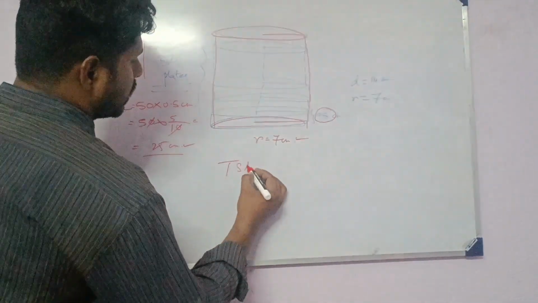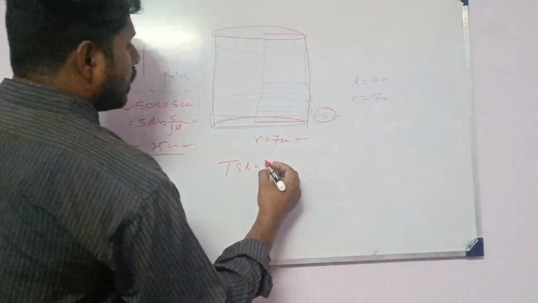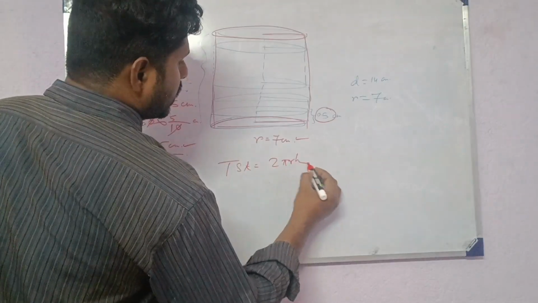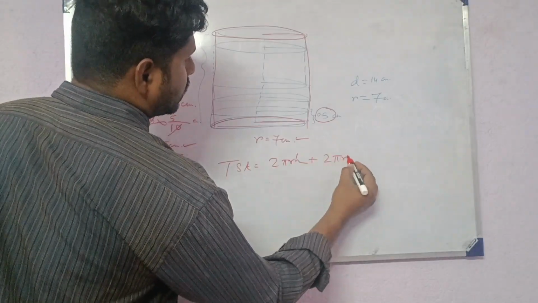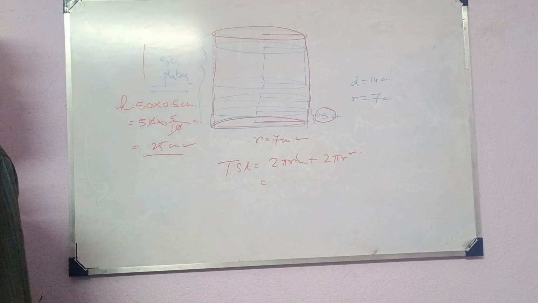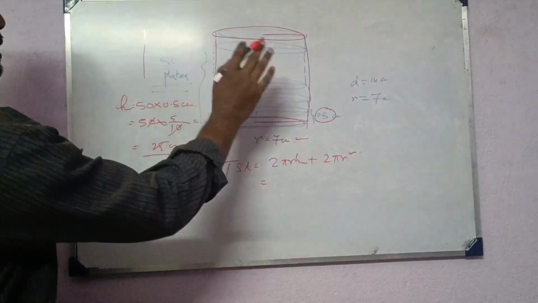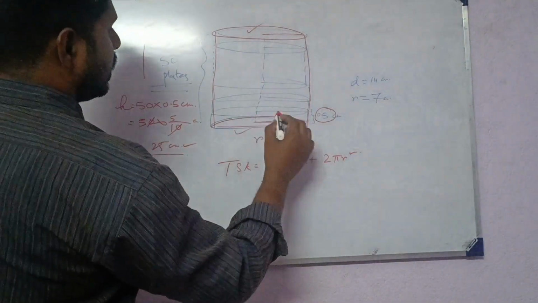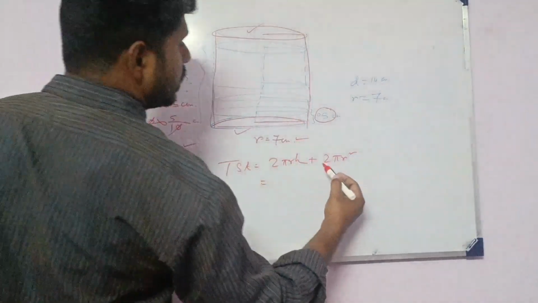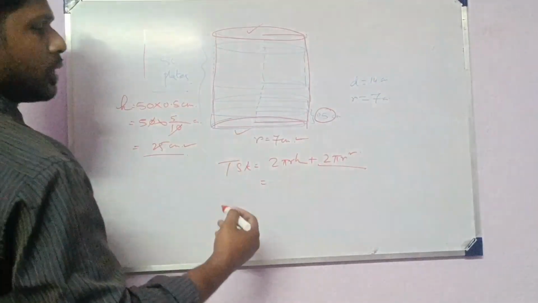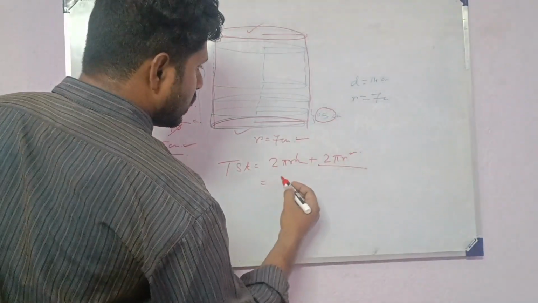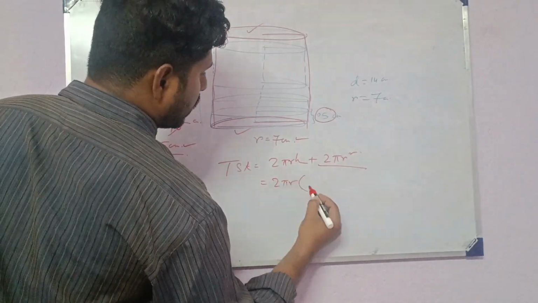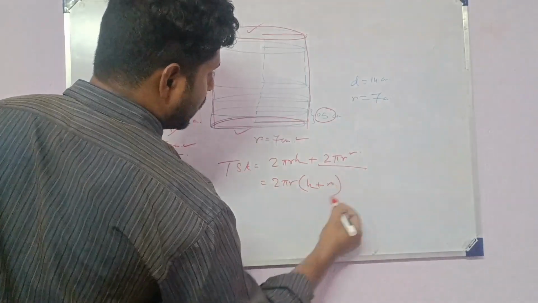So the formula of total surface area is 2 pi rh plus 2 pi r square. 2 pi rh is the lateral surface area, and on top pi r square, at the bottom pi r square, total is 2 pi r square. Adding these two we will get the total surface area. So we are taking 2 pi r common, then what remains is h plus r.